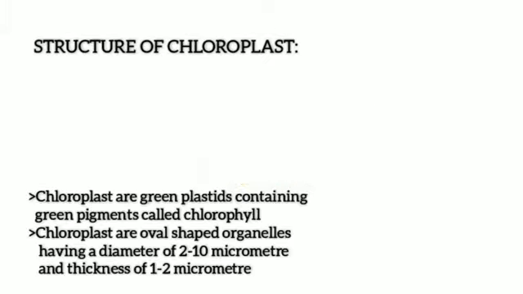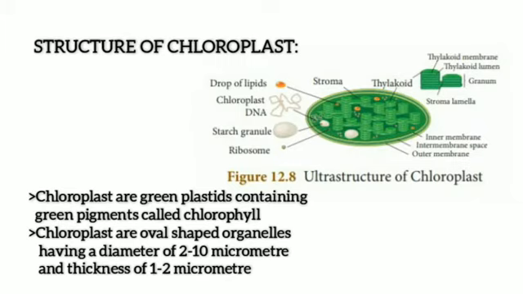Next we move on to the structure of chloroplast. The structure of a chloroplast is seen in the picture given. Chloroplasts are green plastids containing green pigments called chlorophyll. Chloroplasts are oval-shaped organelles having a diameter of 2 to 10 micrometers and a thickness of 1 to 2 micrometers.